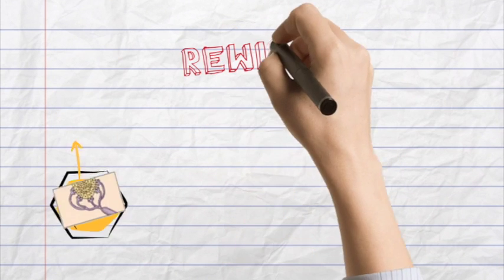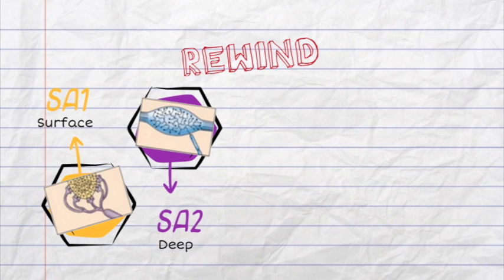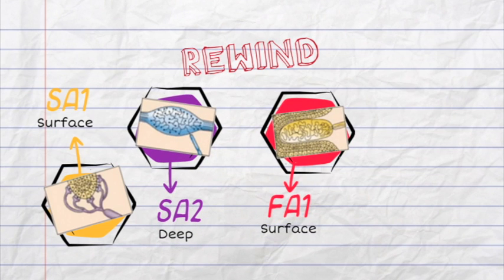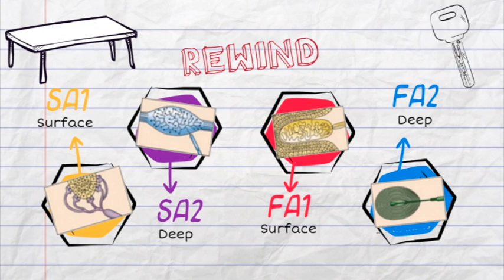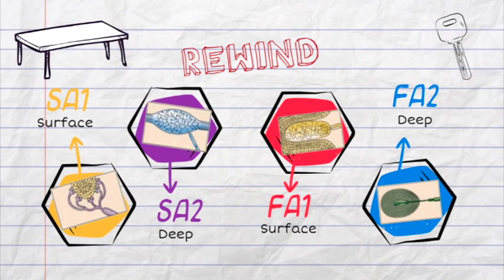Now let's get a quick overview, or a rewind. This infographic is just serving to show you where the receptors are located, whether they be near the surface of the skin or deep in the skin. And also remember that all of them work together and they integrate to help you do things like determine what an object is with your eyes closed, or be able to pick your keys out of your pocket without looking.